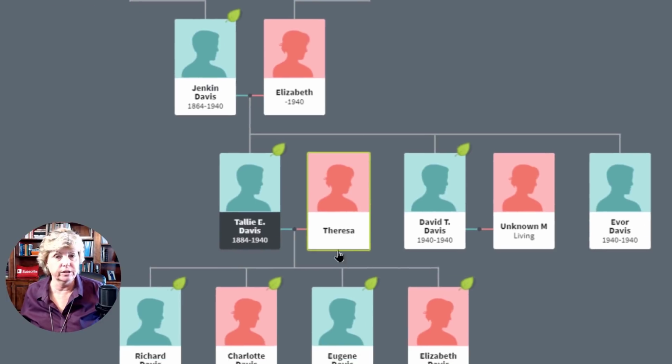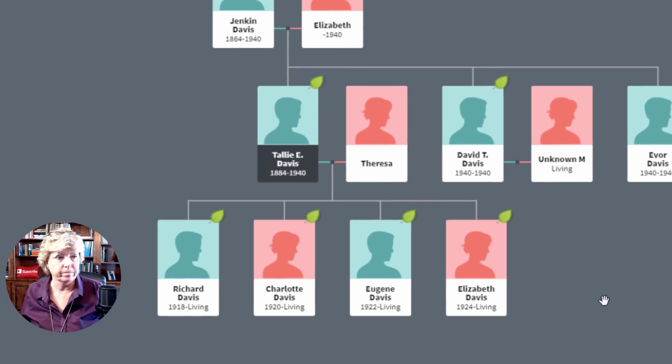Then Tally and Teresa have 4 children. Now I just roughed out their ages. That doesn't mean that Charlotte, Eugene and Elizabeth are in the right order here. But I have Richard listed here, and I'm just kind of roughing out the ideas as to who the oldest child was. I'm sure that the oldest child was Richard.